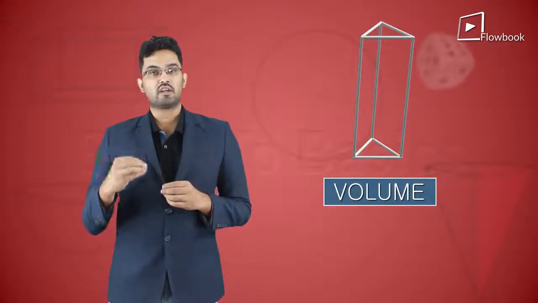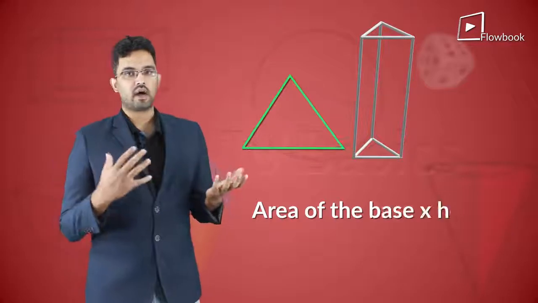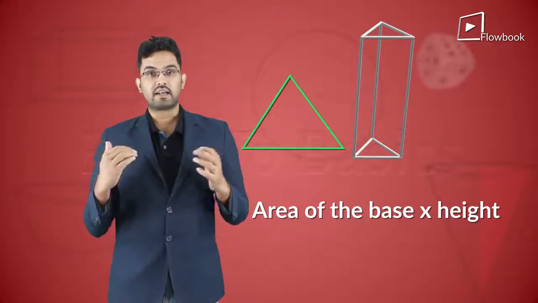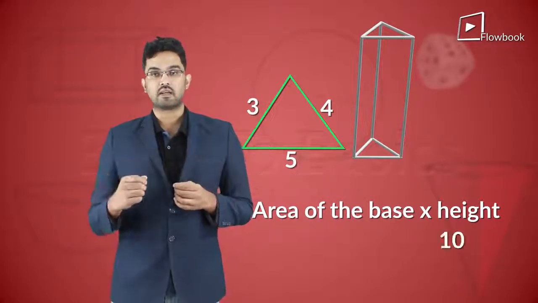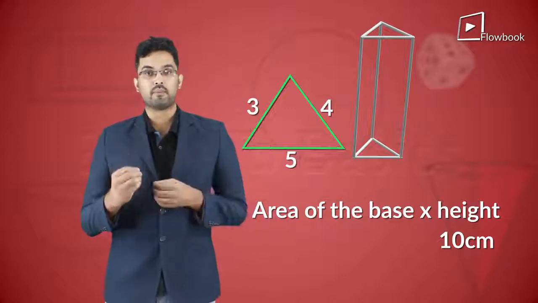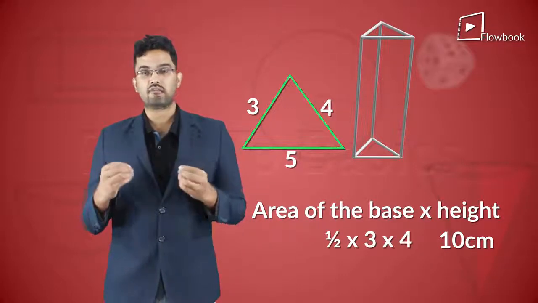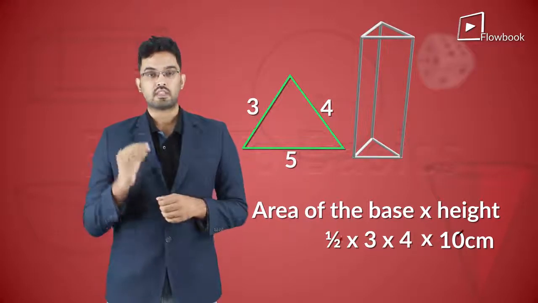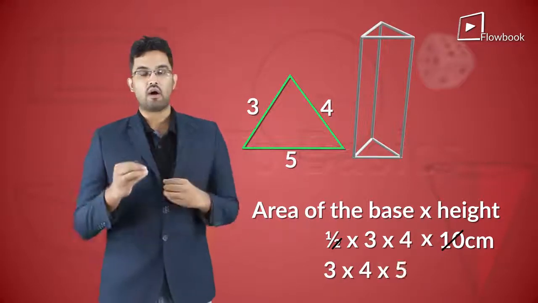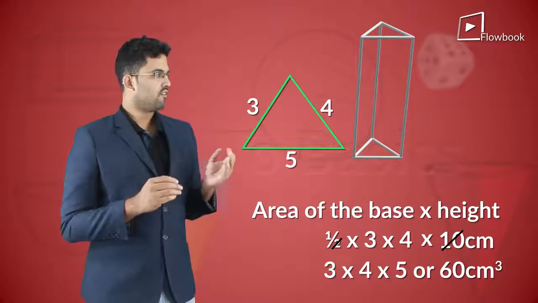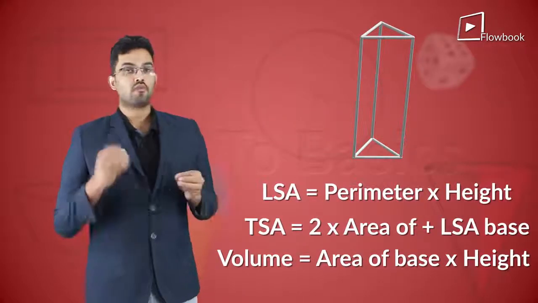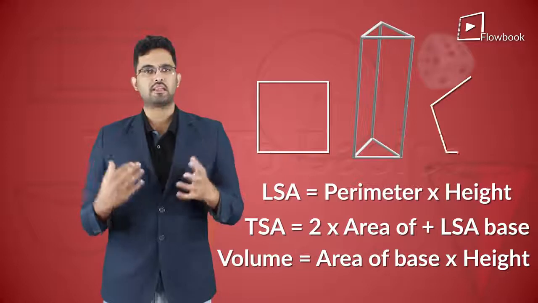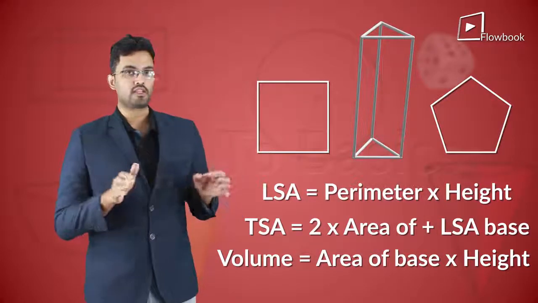Next, coming to volume, it is simply equal to the general formula of area of base into height. So, if the base is a right angle triangle of sides 3, 4 and 5 and the height of the prism is 10 centimeters, then the volume of the prism will be half into 3 into 4, that is the area of the base, into height 10 centimeters, which is nothing but 3 into 4 into 5 or 60 centimeters cube. So, these are the formulas for the surface area and the volume of a prism. The best part is these hold true for all types of bases. It can be square or hexagon or any polygon, and they won't change.